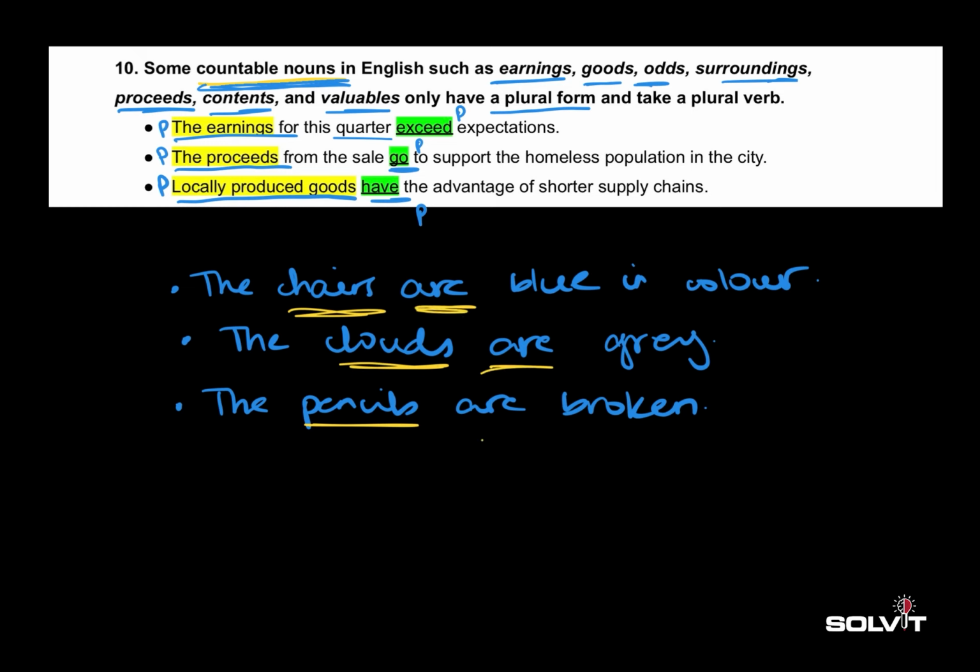So are. The chairs are blue in color. We can't say the chairs is blue in color. We have to say the chairs are blue in color. However, if we're talking about one chair, we can say the chair is blue in color. Then for the second one, the clouds are gray, and the third one is the pencils are broken. So if we're talking about one pencil, we can say the pencil is broken. But when we're talking about many pencils, we have to say the pencils are broken.